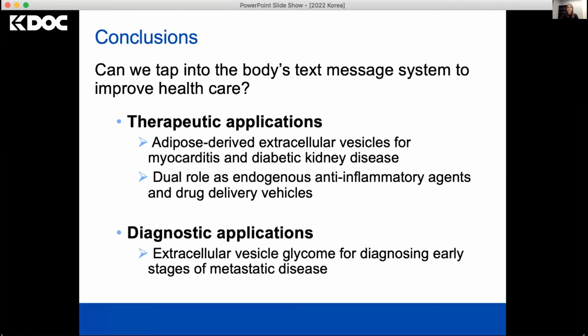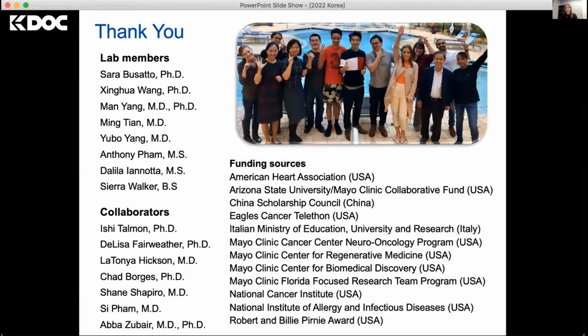And then on the diagnostic side, can we really tap into these extracellular vesicle glycans that have been largely ignored, and especially for metastasis, because we know this happens early in the metastatic cascade, that some extracellular vesicles are released from the primary tumor.